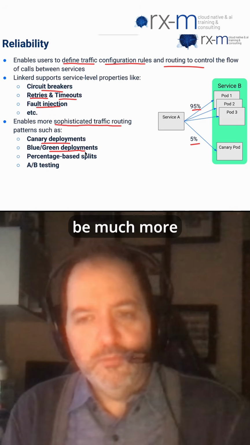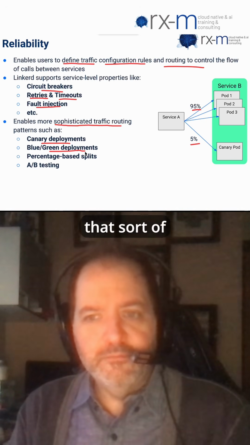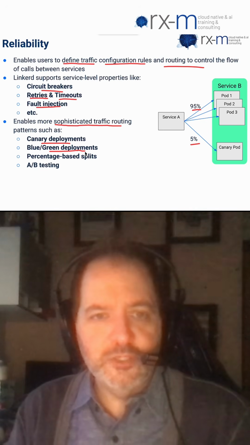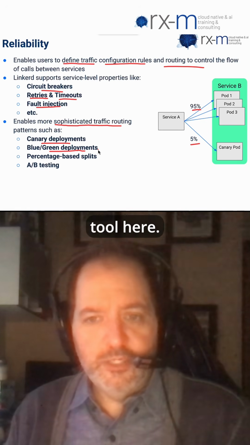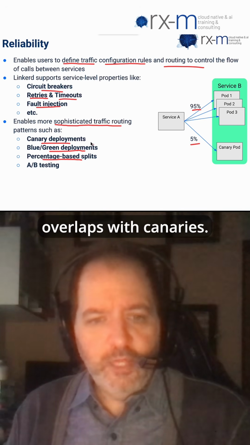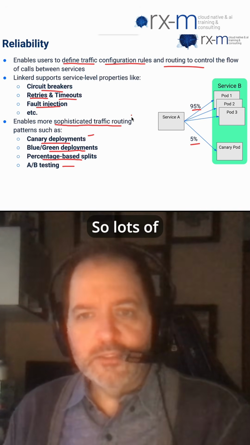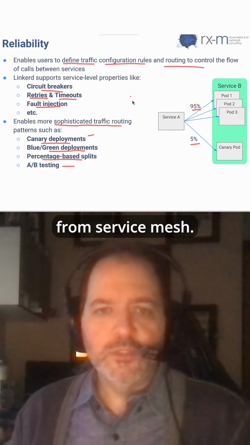Obviously, this would be much more sophisticated. Other tools can do this too, like Argo can do blue-green, that sort of thing, but that's a custom resource definition, so we don't have to even involve our CD tool here. We can just do it with our service mesh. Percentage-based splits, again, sort of overlaps with canaries. You can do A/B testing based on headers, right? Those sorts of things. So lots of great reliability features that you get from a service mesh.